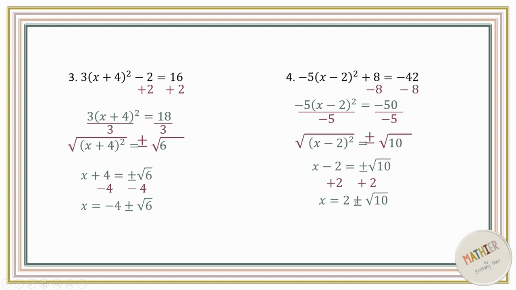So this is two different numbers here. We're just kind of smushing it together for like the lazy way of writing it. So 2 plus the square root of 10 would be one of our answers, and then 2 minus the square root of 10 is our second answer. So we're just writing that in shorthand here using that plus or minus.